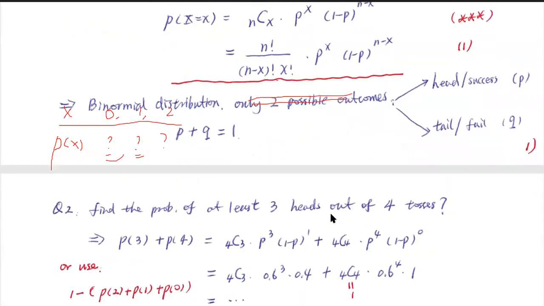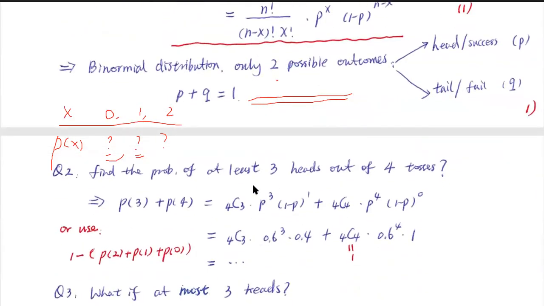Going down a little bit. Okay. So for example, if I want to find out the probability for me to get 3 heads out of 4 tosses, but it's at least 3, right? It's not only exactly 3.